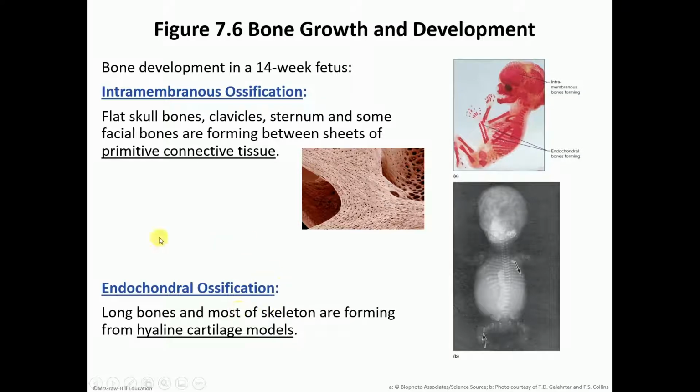Now, on the other hand, endochondral ossification, which are basically your long bones and the rest of the skeleton, start off as hyaline cartilage, which is basically kind of like a model of the bone. It pretty much looks like the bone, but it's not bony yet. It's made out of cartilage, and you want to know that it is hyaline cartilage in particular.